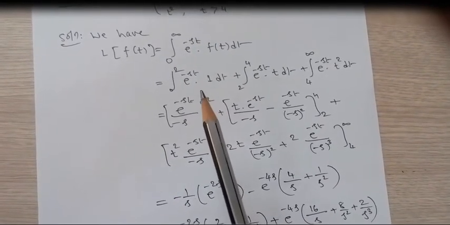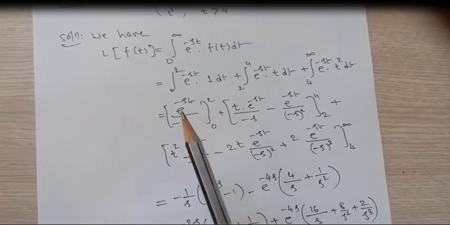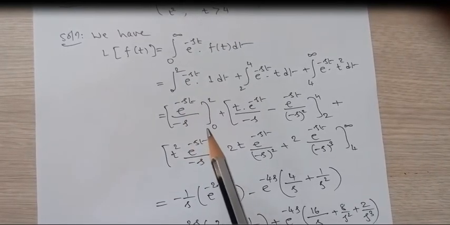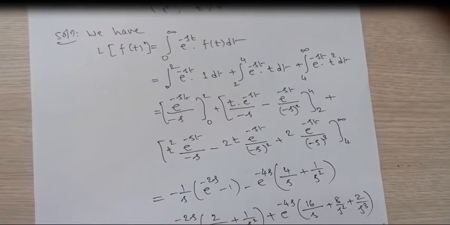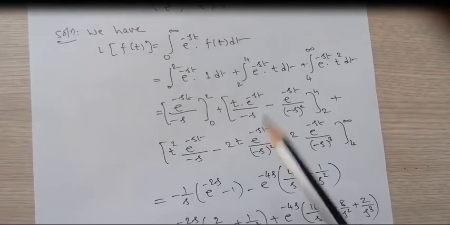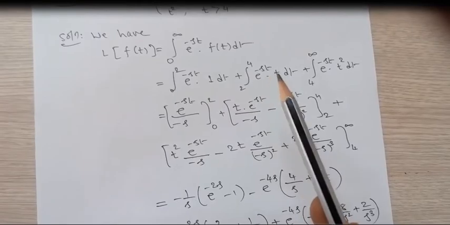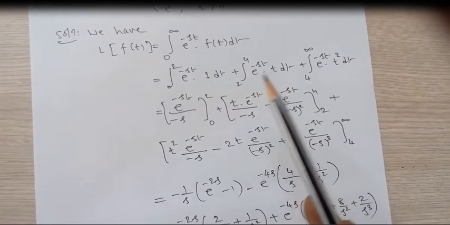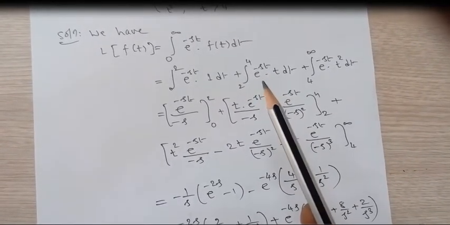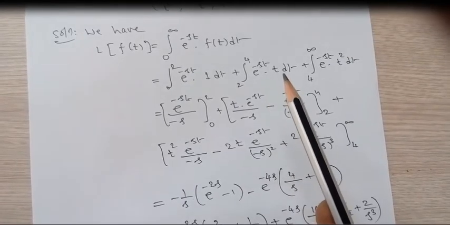First integral: the integration of e raised to minus st is e raised to minus st divided by minus s, simple integration, over 0 to 2. And second integral: e raised to minus st into t dt. So here we have the integration by parts rule.